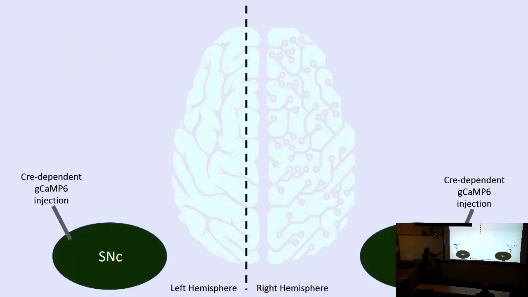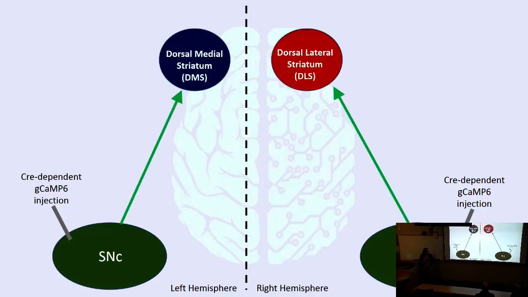The first thing I do is inject a Cre-dependent GCaMP into the substantia nigra. This is going to allow me to do calcium imaging. I'm specifically going to be looking at the projection from the SNc to either the dorsal medial striatum or the dorsal lateral striatum. I place a probe in these locations so that I'm imaging essentially from these projections, looking at those axon terminals.